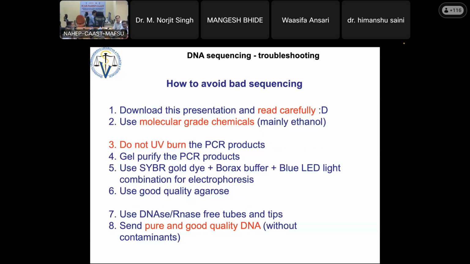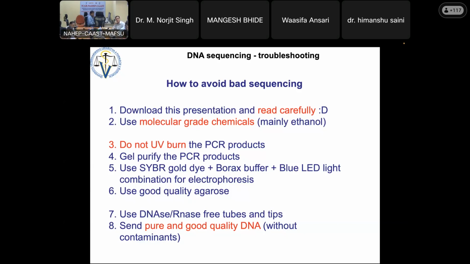A third one, and a very important point, is that never use a UV transilluminator. When you go back, try to find out: now companies are selling blue light transilluminators. So use that blue light, because UV is going to burn your sample. And if you are going to use that for cloning, I think nobody is doing cloning, but if in future you want to do that, UV is mutagenic. Ultraviolet is mutagenic and it will mutate your DNA. So in cloning, you will carry over your mutation.